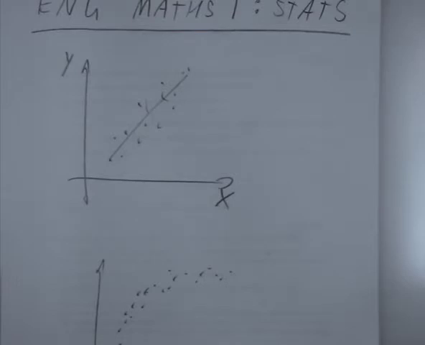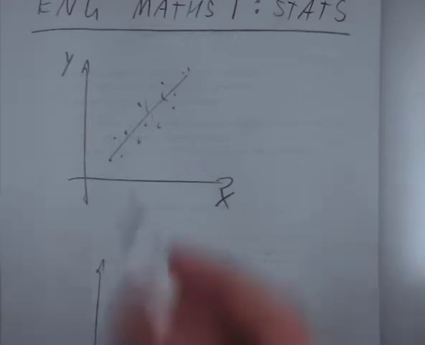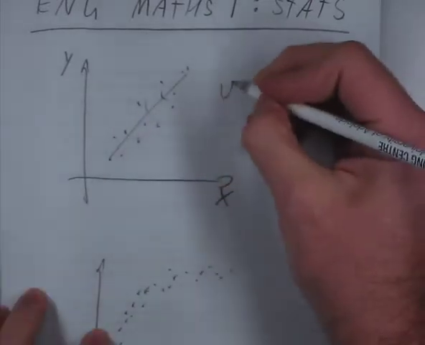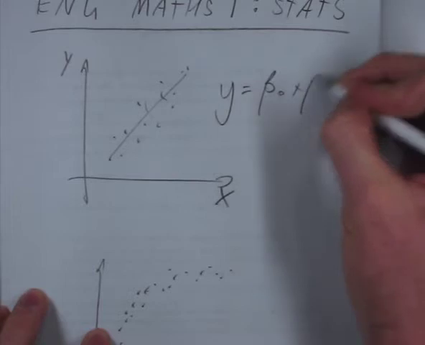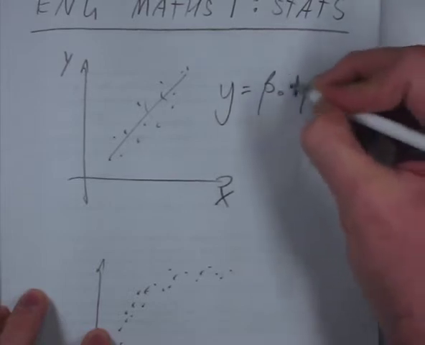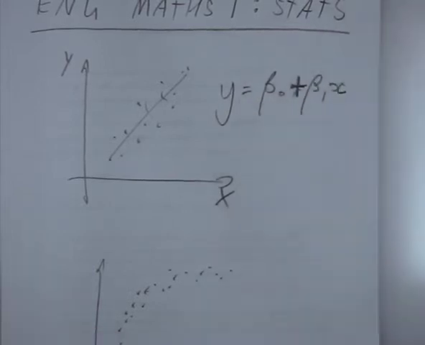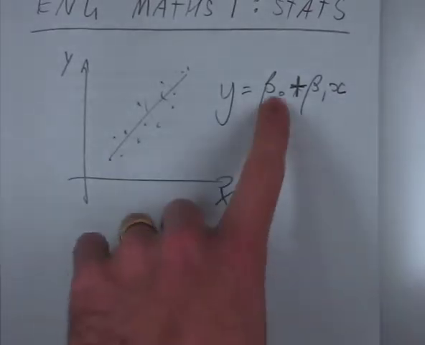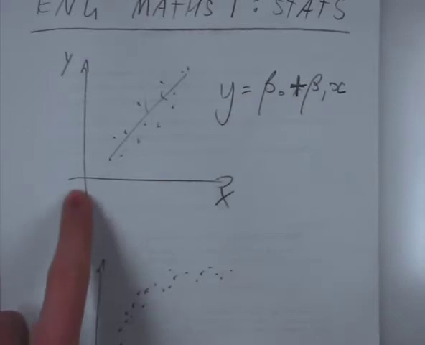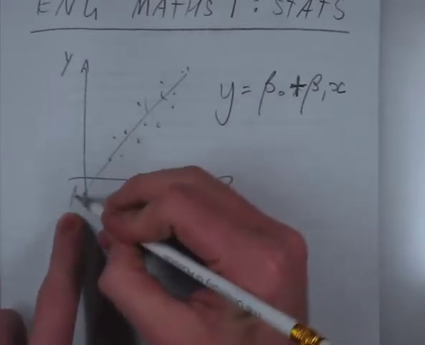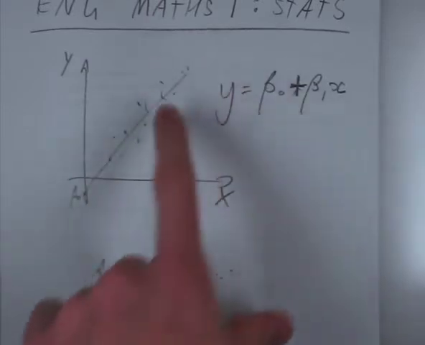And there's this complex formula that produces the slope and the intercept for that line. That's a plus. Something like that. Okay? And so this beta naught is the intercept over here. Beta naught. And the beta 1 is the slope.